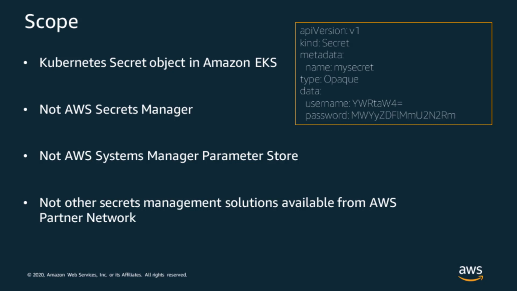So, secret is a very broad term these days, and there are several solutions. So let's narrow down the scope of this tech talk to ensure it meets your expectations. The secret reference in this tech talk is limited to the Kubernetes Secrets object in Amazon EKS. So it's not AWS Secrets Manager, it's not AWS Systems Manager Parameter Store, and it's not any other secrets management solutions available from AWS Partner Network.